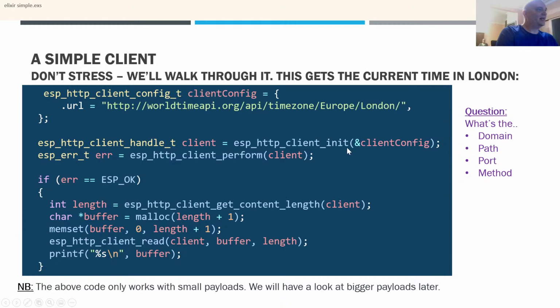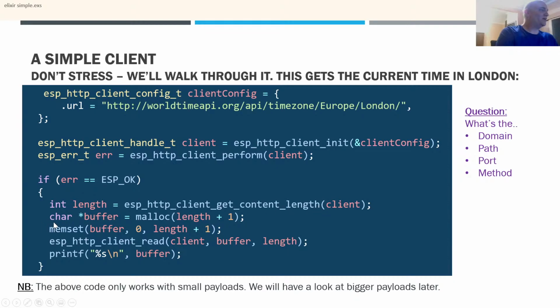And then we say ESP32 client perform. And perform does this whole GET request. So it essentially does the request and then waits for the response. That's what that does. And once we've got the response, then we can check what the response was. We can get the length of what the content was that was returned.